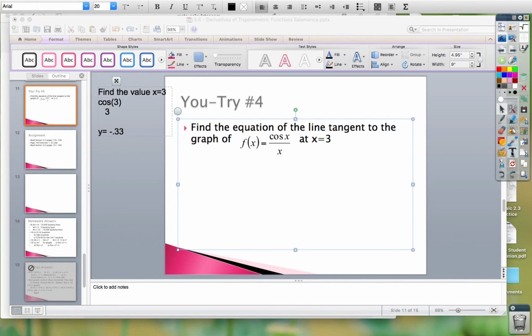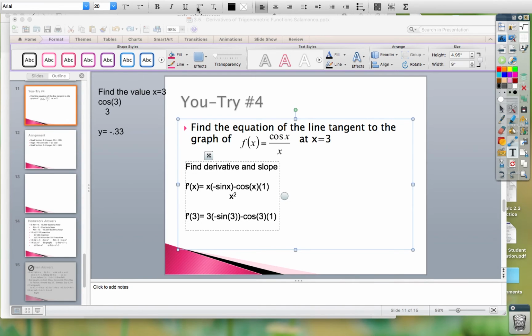Now we need to find the derivative. So find derivative and slope. So we know we're trying to find the derivative of the function. So again, that is low d high minus high d low all over low squared. Now we're trying to find the slope at 3, so that's going to now be 3 times negative sine of 3 minus cosine of 3 times 1, all divided by 3 squared.